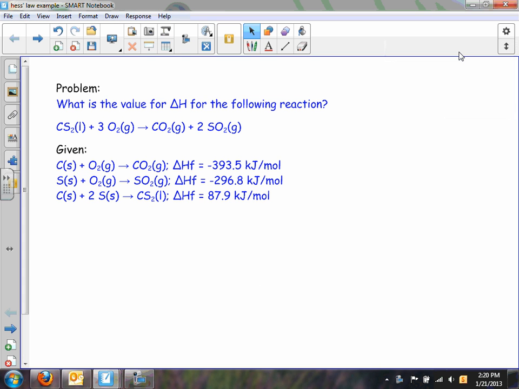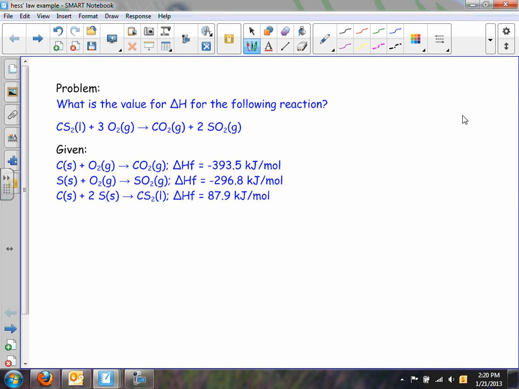So now we're going to do an example of a Hess's law problem. You'll notice you're given three equations and you know the value of the delta H, and we want to find the delta H for the top equation. If you want to work that out a minute and try it, pause the video. I'm going to go through the solution here now.